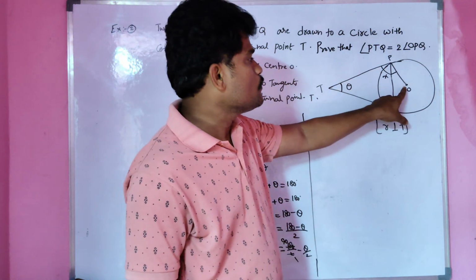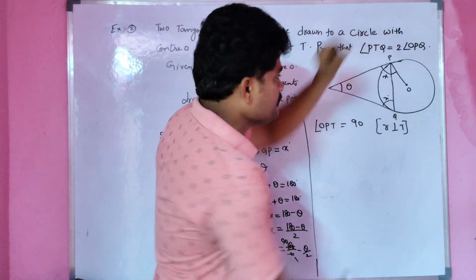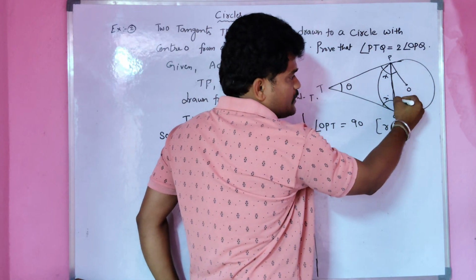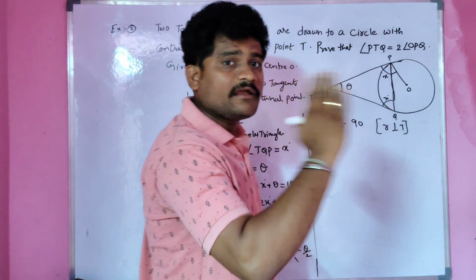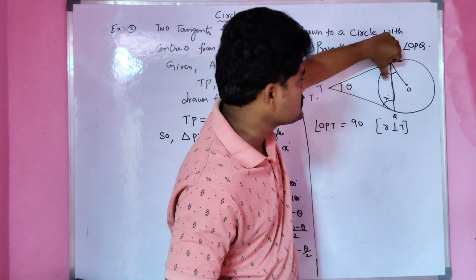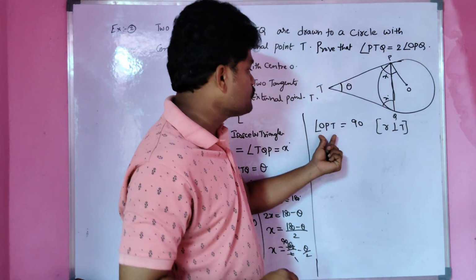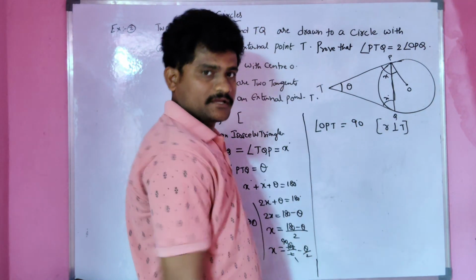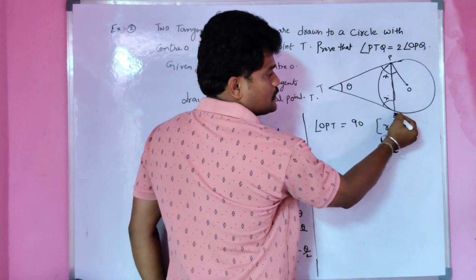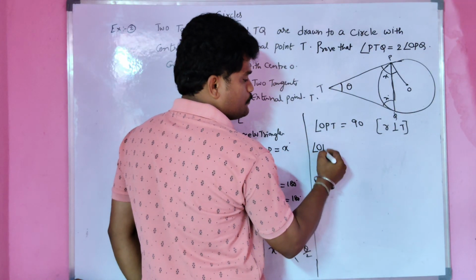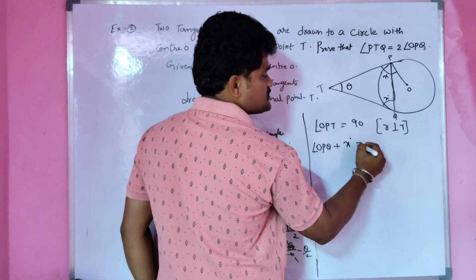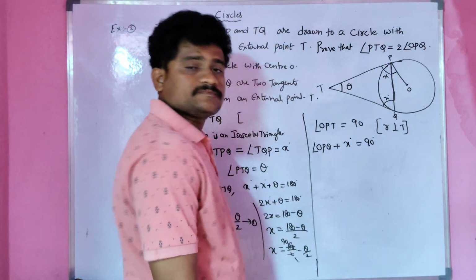And in this angle OPT, you see one line is drawn in the middle. This line divides that angle into two parts. This is one part, this is another part. So instead of OPT, I will write the two angles. What are the two angles? One angle is OPQ, plus another angle x degrees, which is equal to 90 degrees.